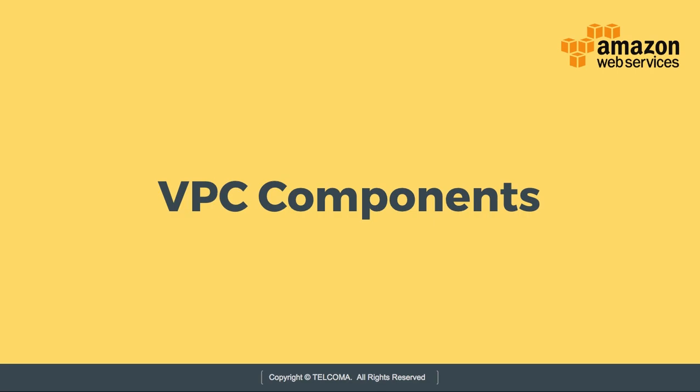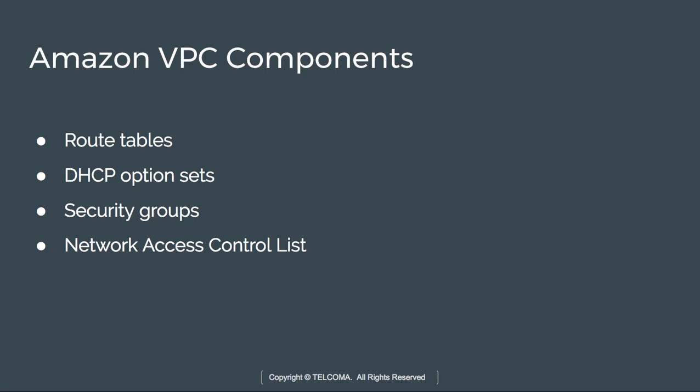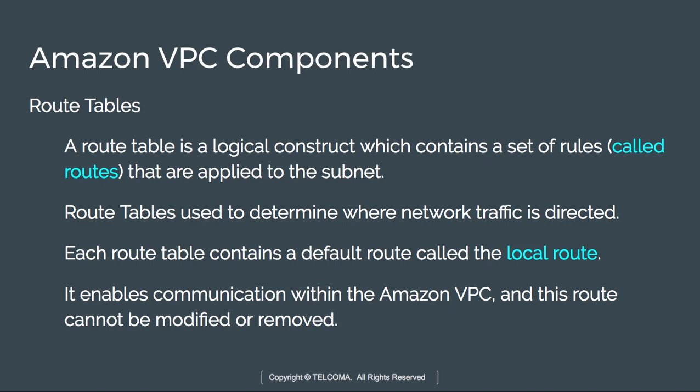Today in this class we are going to discuss various components of virtual private cloud. So these are the components of virtual private cloud. We have route tables, DHCP option sets, security groups, network access control list. So let's discuss these components. We will start with the very first, which is route tables.